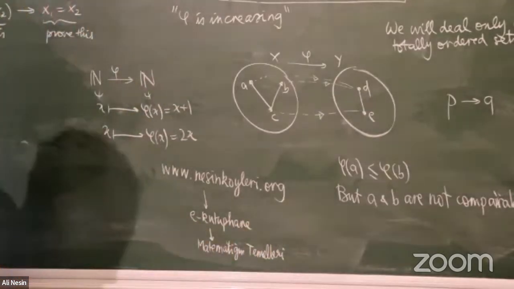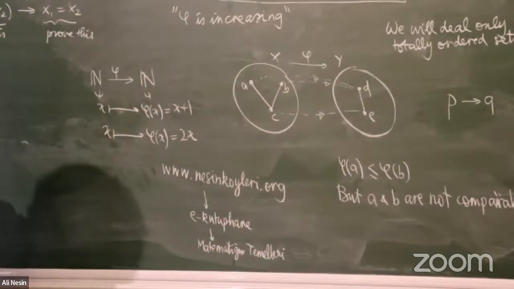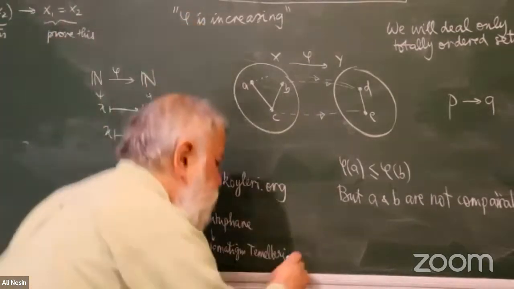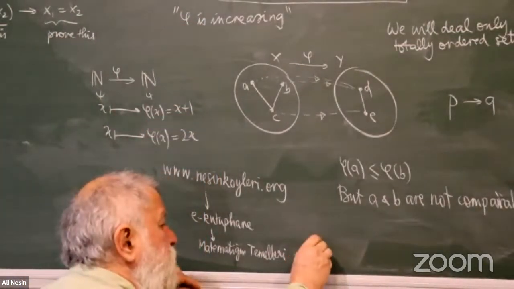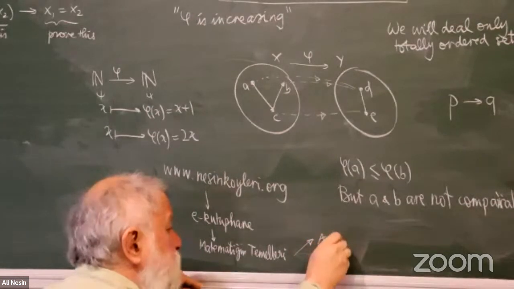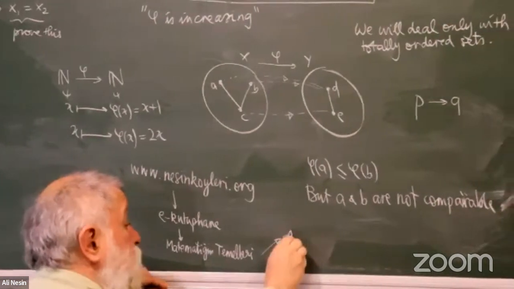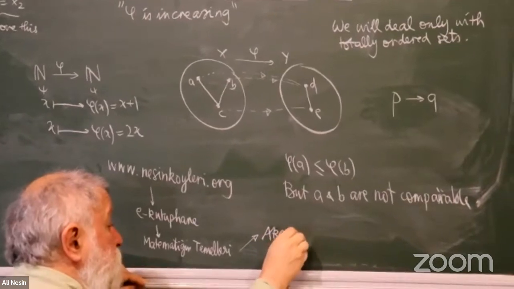There I have two books. Not ready for publication, but almost. There are two books about axiomatic set theory. If I remember well, it's called axiomatic, Turkish, of course, unfortunately. Axiomatik kümeler kuramı.